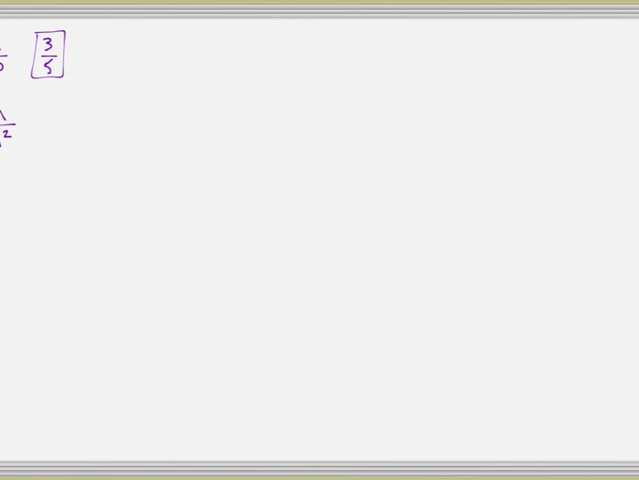Four n over n squared. What does n squared mean? N times n. So then what can we reduce the top and the bottom of this fraction by? N. And when we reduce out one n from each of them, we're left with 4 over n.